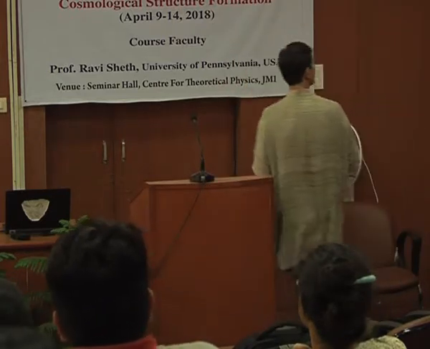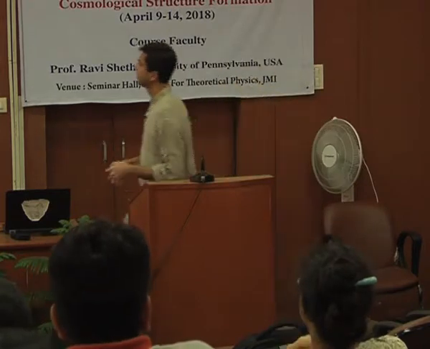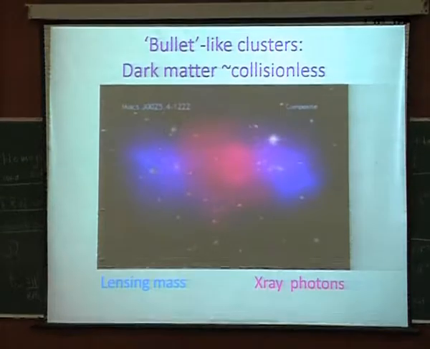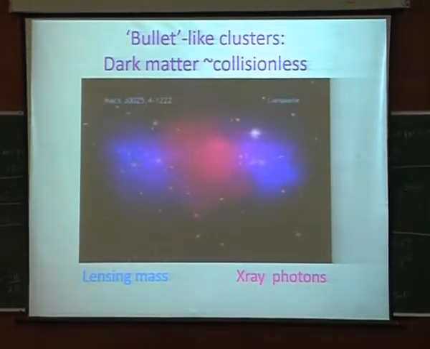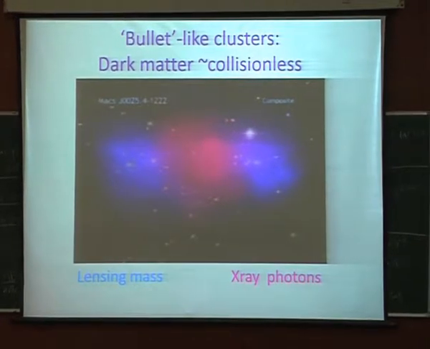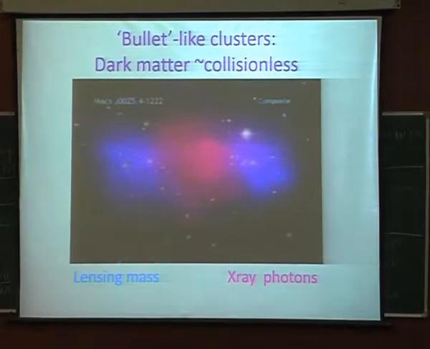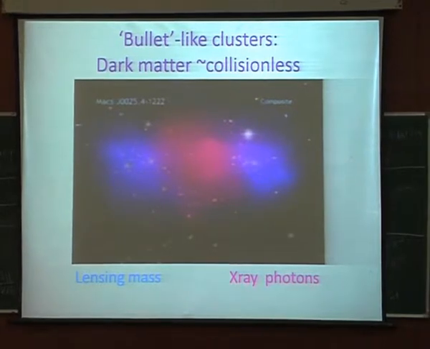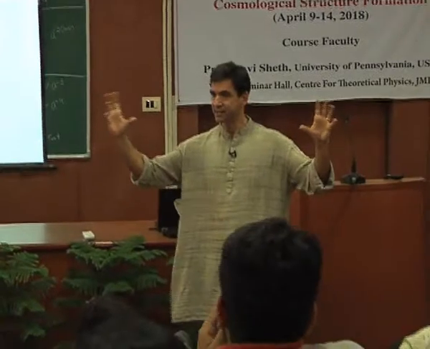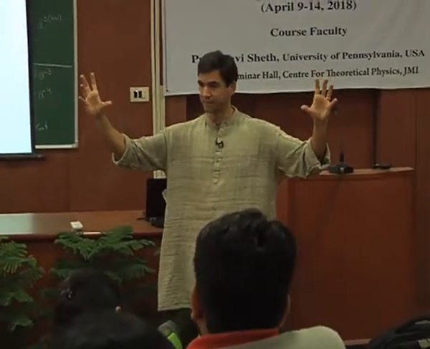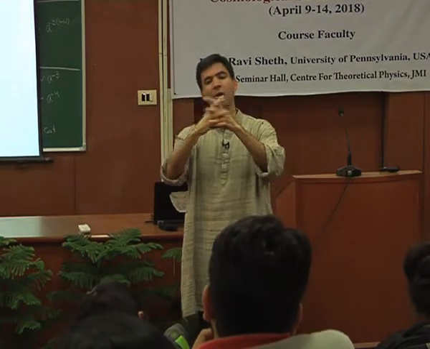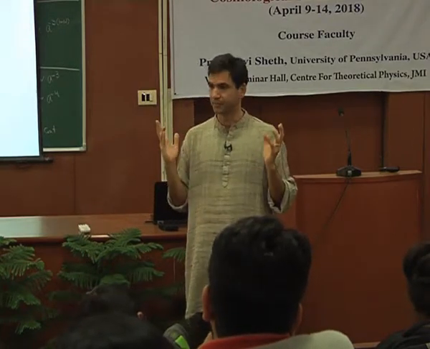One other thing that's interesting about clusters is, so this is the famous kind of thing. You've seen the bullet cluster before? Yeah? No? Okay, so bullet cluster. It's called a bullet cluster because what is supposed to have happened here is you had 2 clouds of gas with their dark matter, and they collided with each other. So when they collide with each other, what happens?